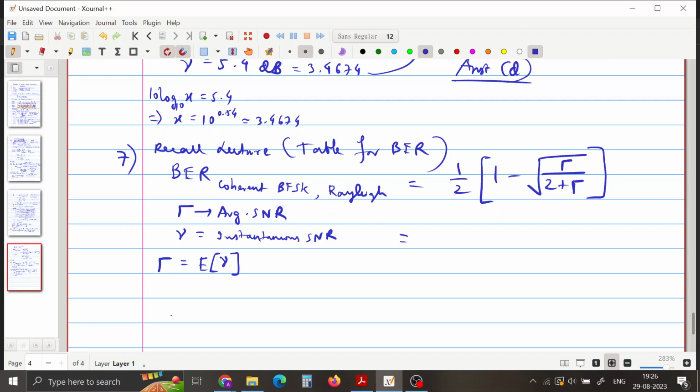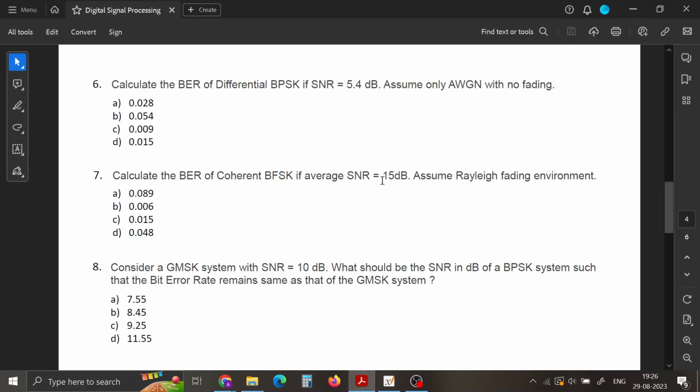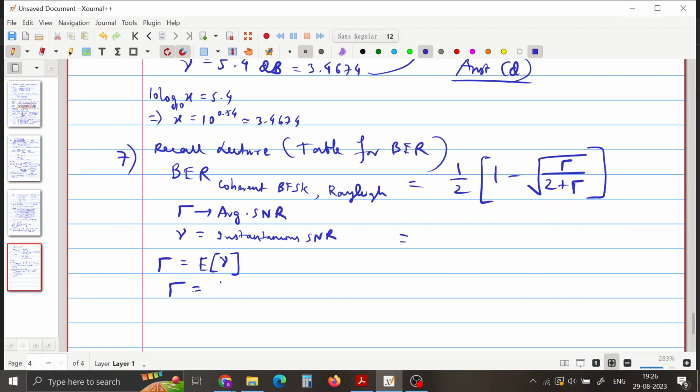So this gamma is actually given. You see in the question, the average SNR is given. Average SNR is 15 dB. And once again, the first step, converting from dB to linear, you get 31.622776. So you substitute that value here.